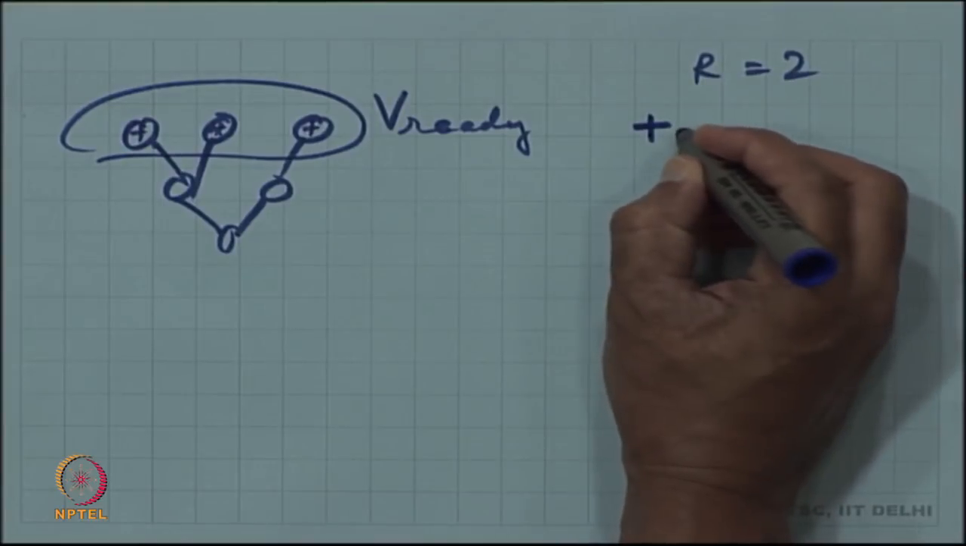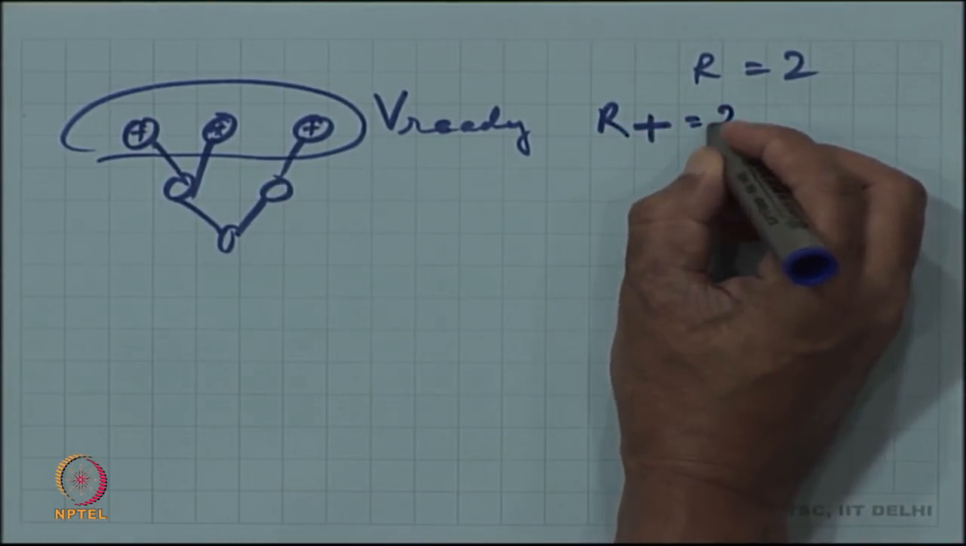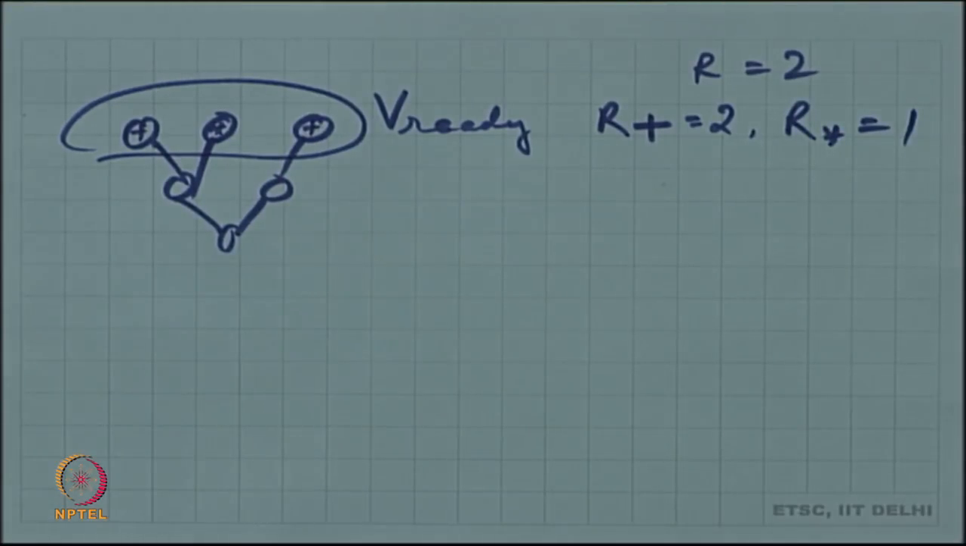So, plus equals maybe 2 and r star equals 1 or some such thing. This is saying that there are 2 adders and 1 multiplier. So, that changes in the input itself, but how does the ready list processing change?